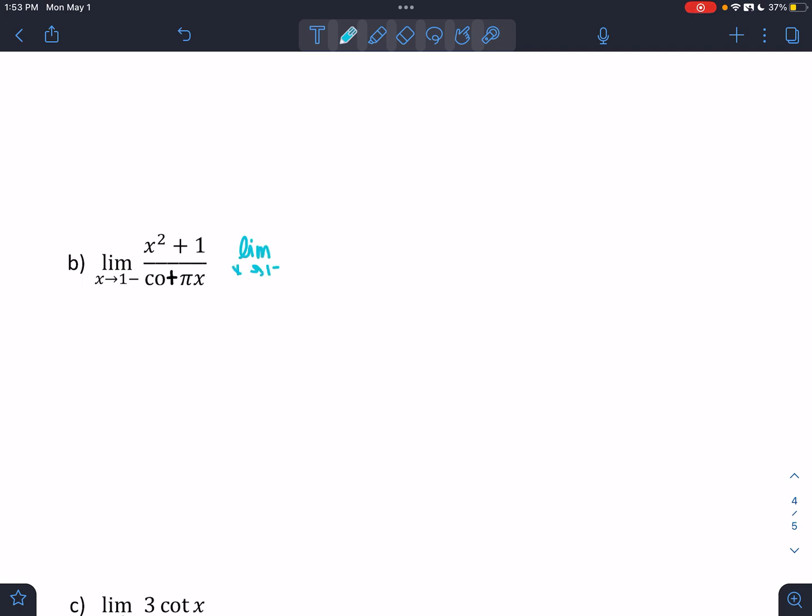What happens if I plug 1 in? I can plug 1 in here because it's not going to be undefined. Aren't I going to get 2? Right? I'm approaching 2. Okay, so then let's talk about the bottom part. The limit as x approaches 1 from the left of cotangent of pi x.